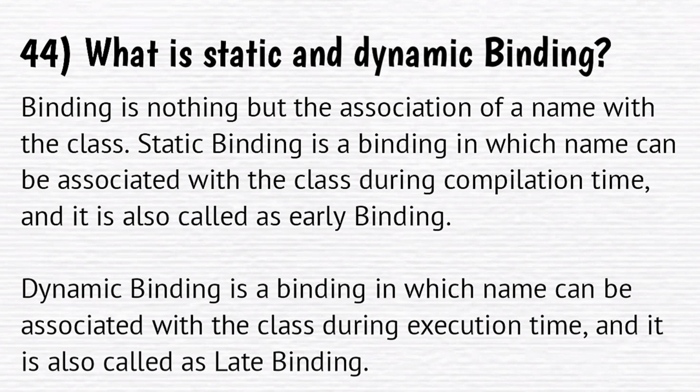What is static and dynamic binding? Binding is nothing but the association of a name with the class. Static binding is a binding in which name can be associated with the class during compilation time, and it is also called early binding. Dynamic binding is a binding in which name can be associated with the class during execution time, and it is also called late binding.